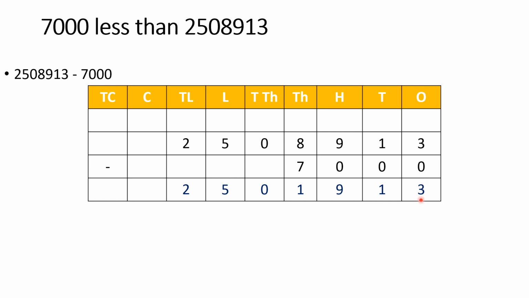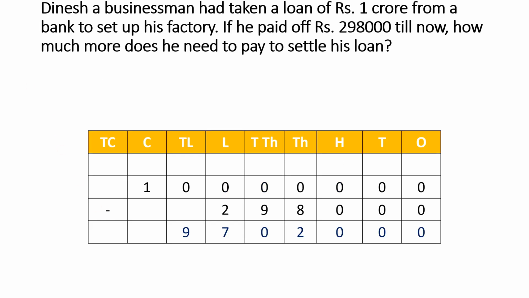3 minus 0, 3. 1 minus 0, 1. 9 minus 0, 9. 8 minus 7, 1. 0. Here is 0. Then 5, 5 and here is 2. So your difference will be this. Your difference will be 25 lakh 1,913. Let us take one more word problem.